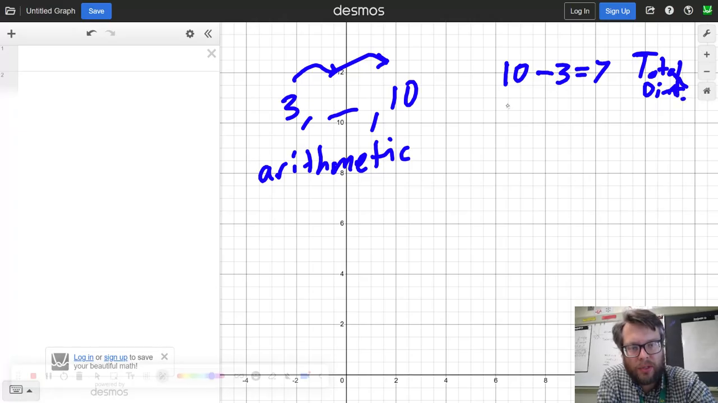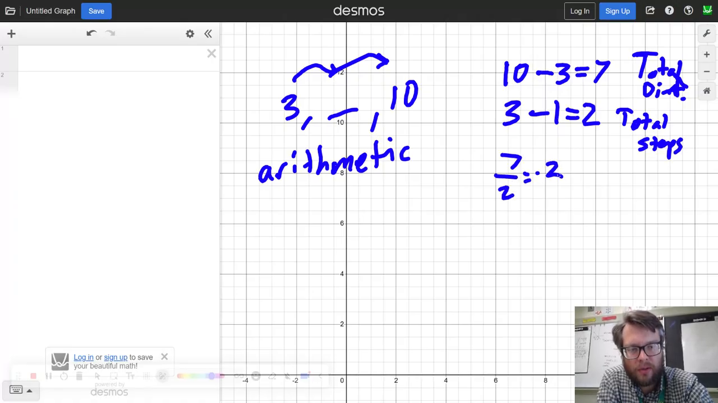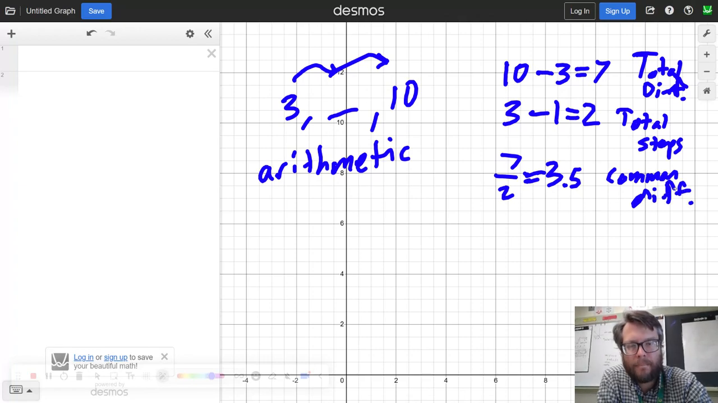From the first term to the third term is 3 minus 1. That's 2 total steps. 7 divided by 2 is 3.5, and that's the common difference.